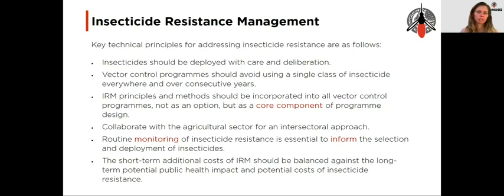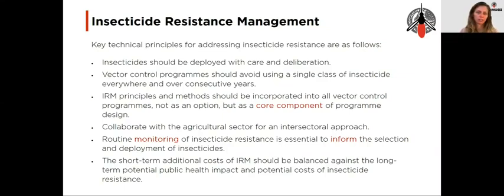Okay, so there's a few key principles that I would like to go over for developing an insecticide resistance plan. Firstly, insecticides should be deployed with care and deliberation to reduce unnecessary pressure. So vector control programs should avoid using a single class of insecticide everywhere and over consecutive years. Whenever possible, vector control programs should diversify from pyrethroids to preserve their effectiveness.